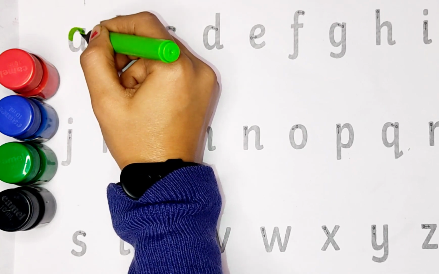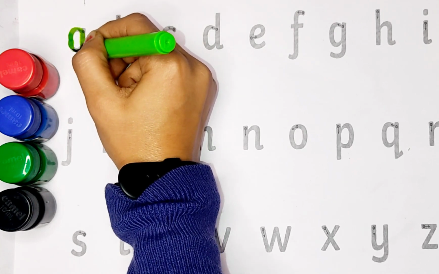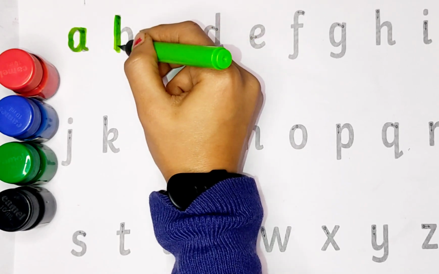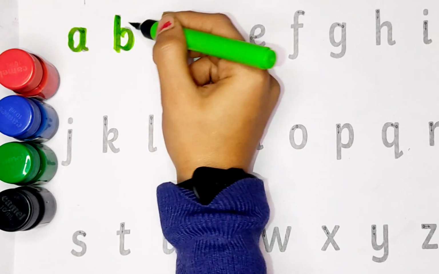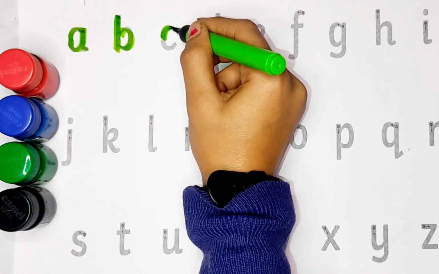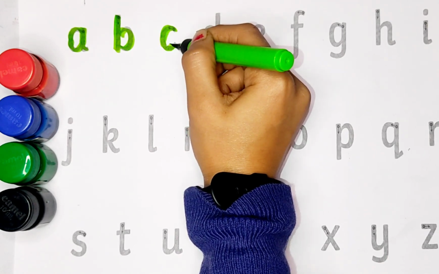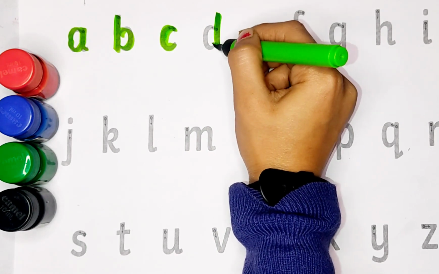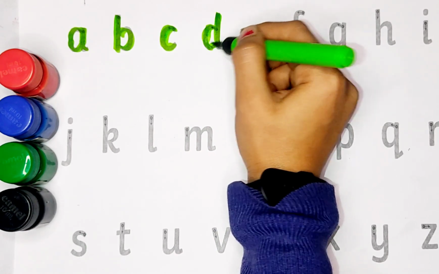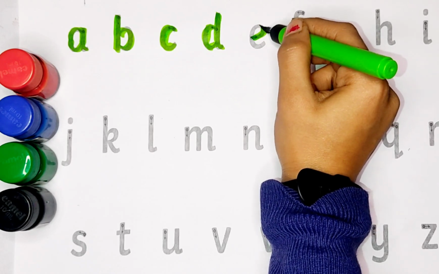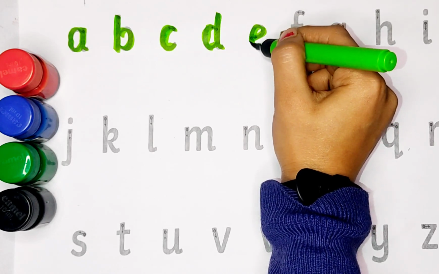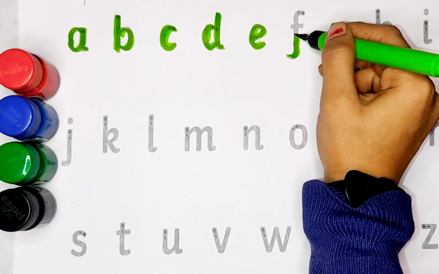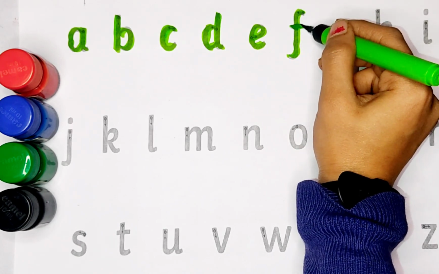A. A for apple. B. B for ball. C. C for cat. D. D for doctor. E. E for elephant. F. F for frog.